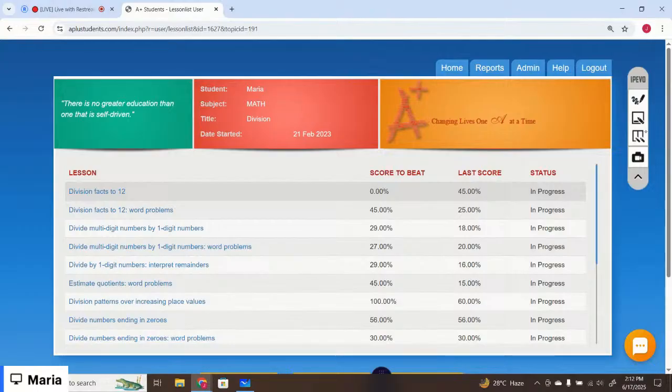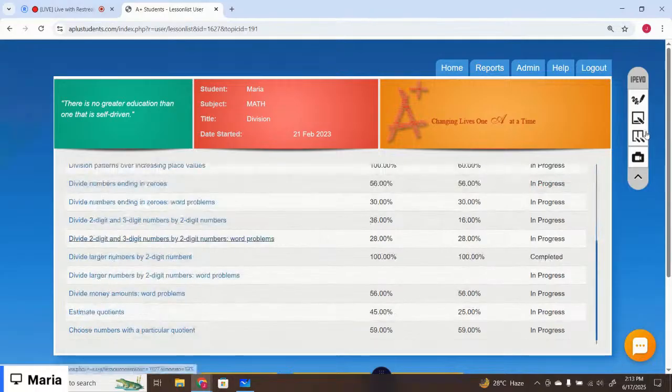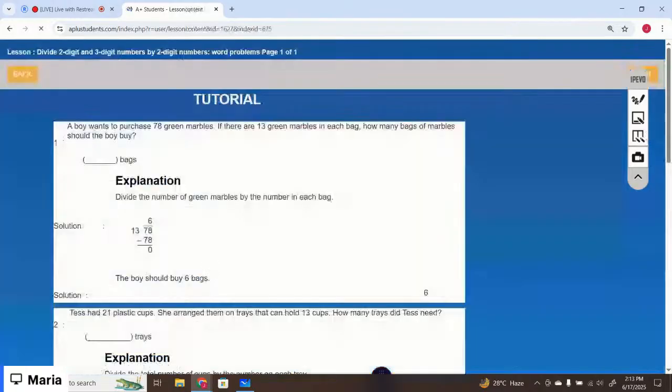The next lesson is again the problems for the same lesson: two-digit number by two-digit number problems.